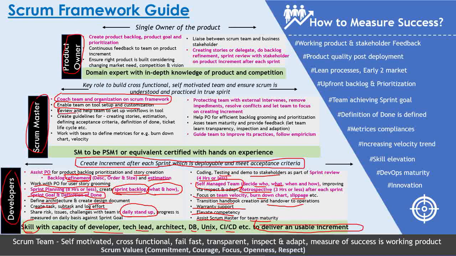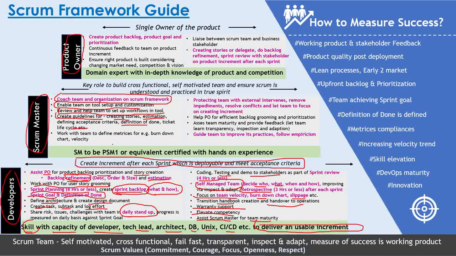He can review and help the team to set up the workflow in the tool. He can create guidelines on how to create a story, how to write better acceptance criteria, how to do estimation. Scrum says you can do estimation in story points, you can do estimation in hours, you can do it whatever way you want. But then how to do the right estimation, what are the different techniques to do estimation in Scrum, the Scrum Master can help the team. He can help the team define the definition of done, life cycle, etc.